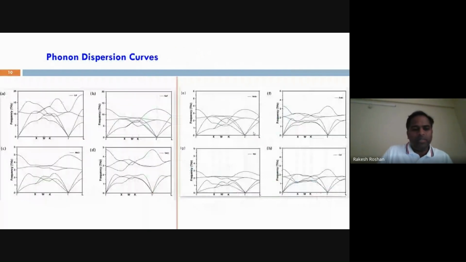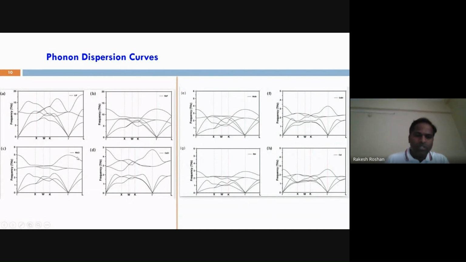So here you can see, you take any of them, for example, here there are 6 branches. Lower ones are the acoustic phonons, and the upper ones are the optical phonons. You can see in some cases that there's an overlap. For example, H, let me come to H and CsI, that's CsI. You can see that there's an overlap between the optical phonons and the acoustic phonons.